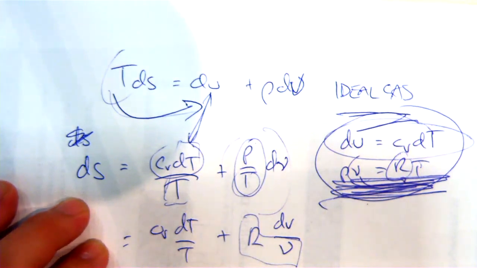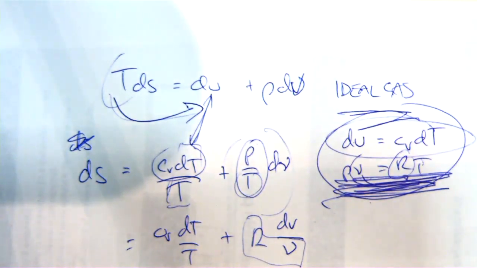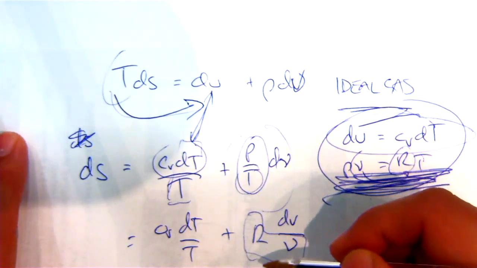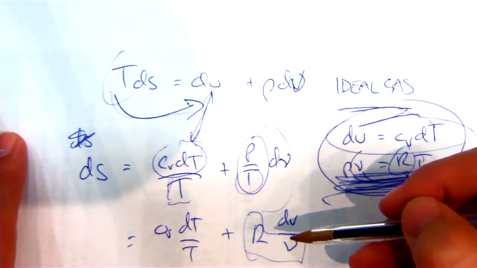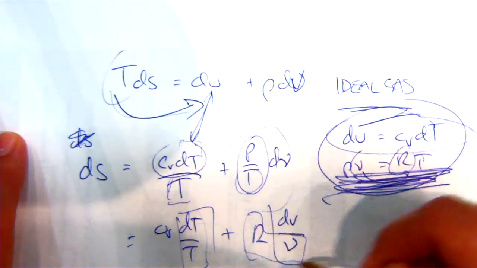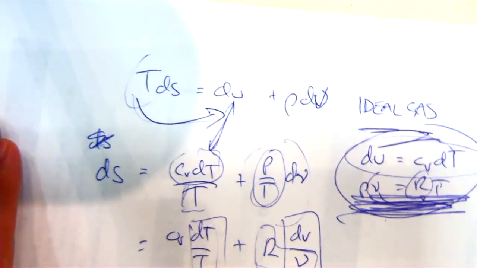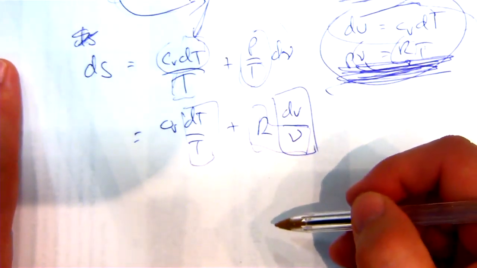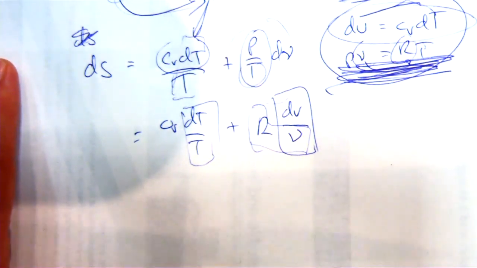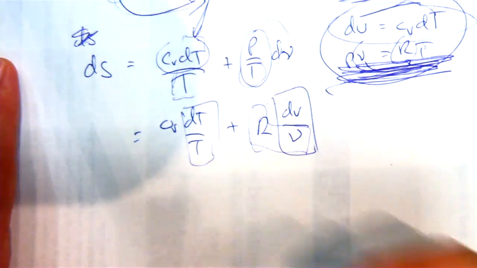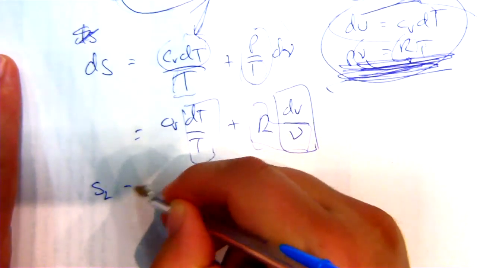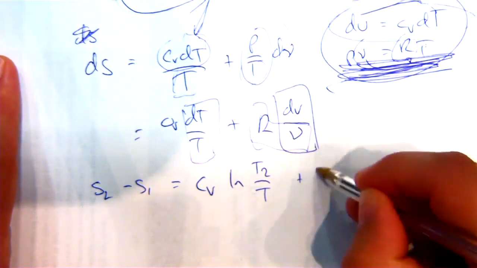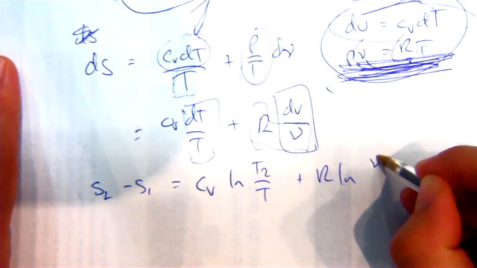Okay. So it's no magic, it's just stuff you're unaccustomed to playing with. Now, R is a constant, and for the moment we're going to treat CV as a constant, so I have an integral here of 1 on x and an integral here of 1 on x. The integral of 1 on x is a log, and going from 1 to 2 gives me the log of T2 on T1 or V2 on V1. And so what I get here is S2 minus S1 equals CV log T2 on T1 plus R log V2 on V1.